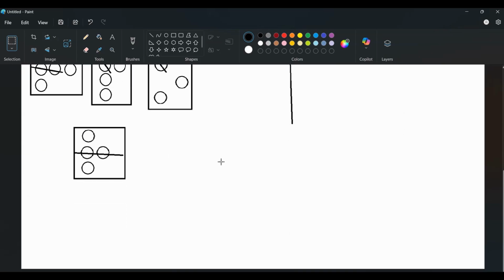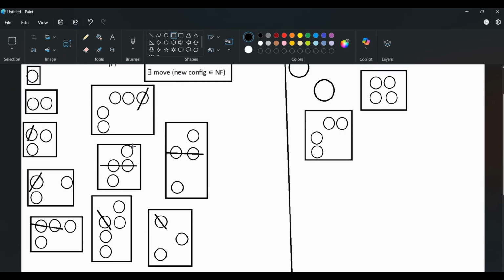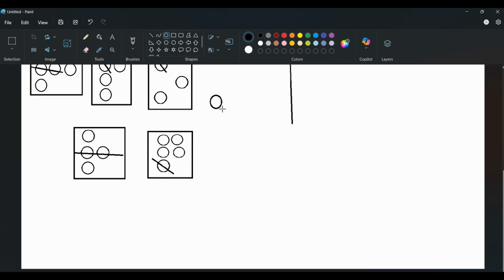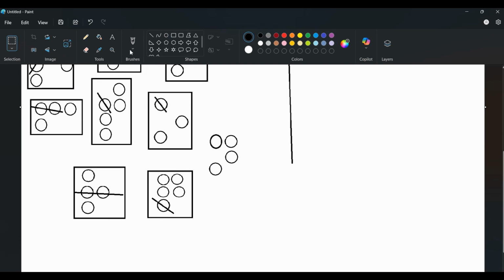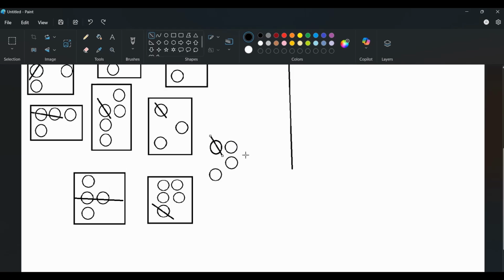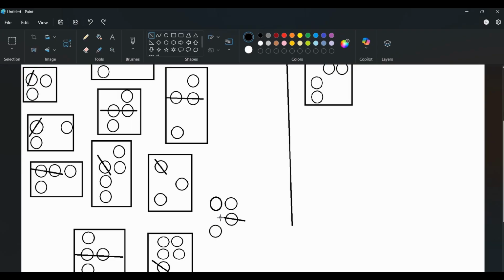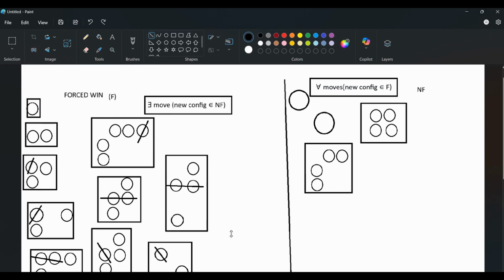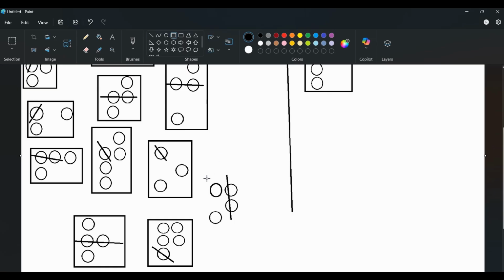We can take this and modify it. So this belongs to F because there exists a move which takes the new config to NF. So what about this? Let's analyze. If I do this, it belongs to F. If I do this, it belongs to F as well. This belongs to F as well. This belongs to NF. So this whole configuration belongs to F.